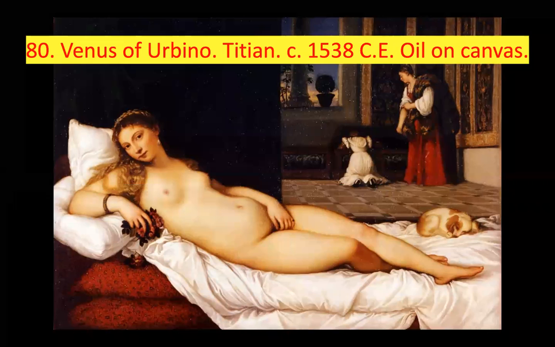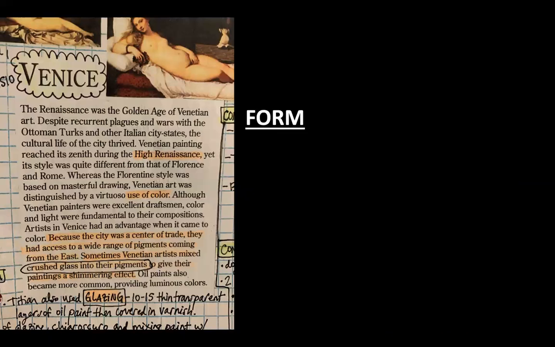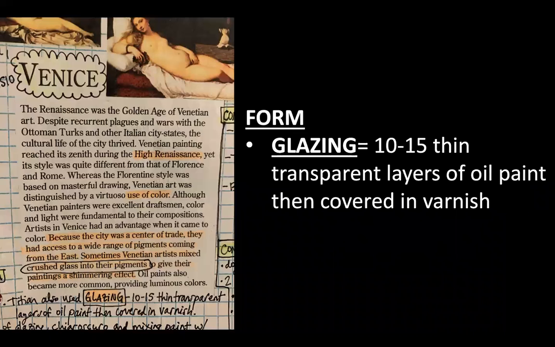And I know you can't tell when you look at this photograph of the painting, but it's a shiny painting because of the techniques that he used. So Titian did crush glass into his pigments, and then he used oil paint, and oil paint in itself is just a more luscious, realistic looking type of paint. And then he used this technique called glazing. So he would put 10 to 15 thin transparent layers of oil paint covered in varnish. So they would layer on top of each other. So when you look at this painting, it looks like it's glowing because of these three different techniques that he did.